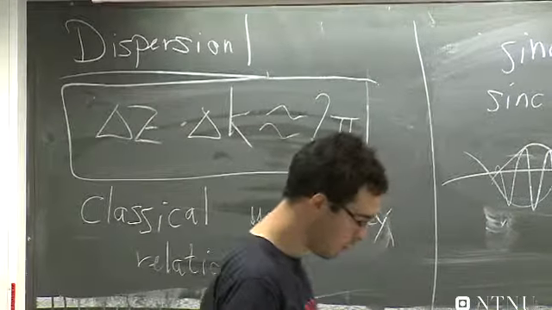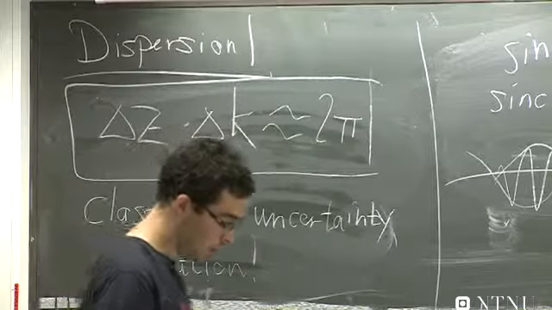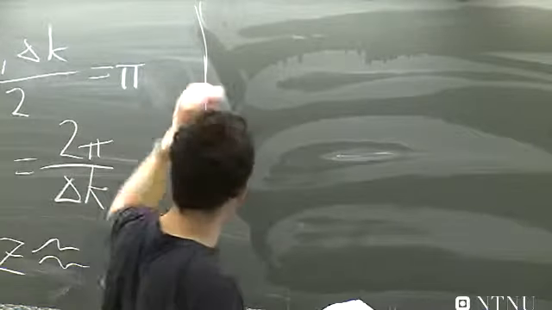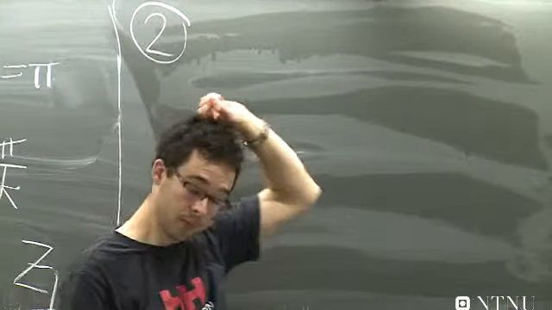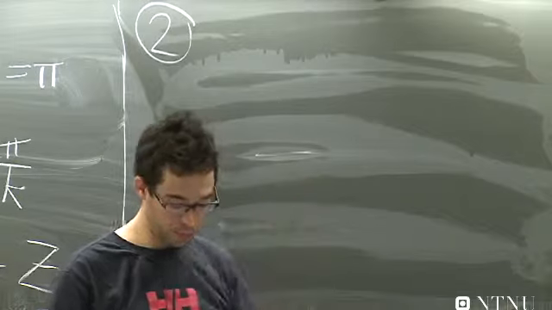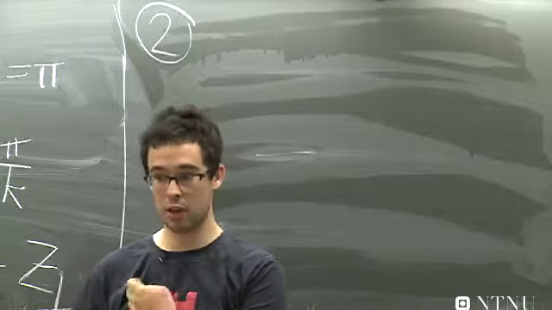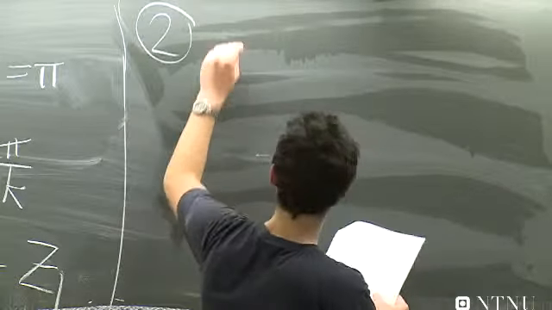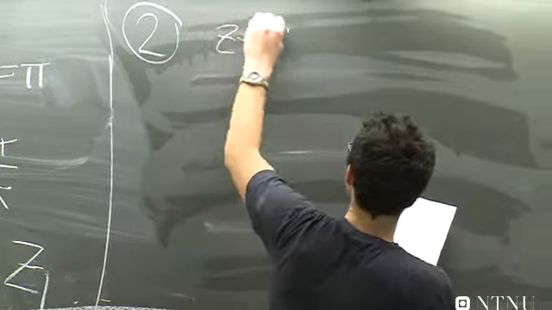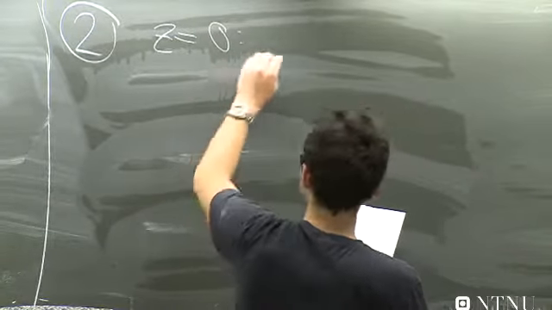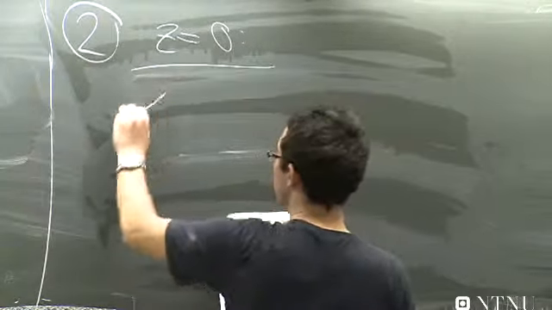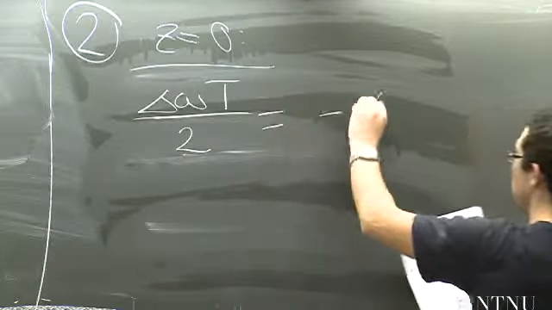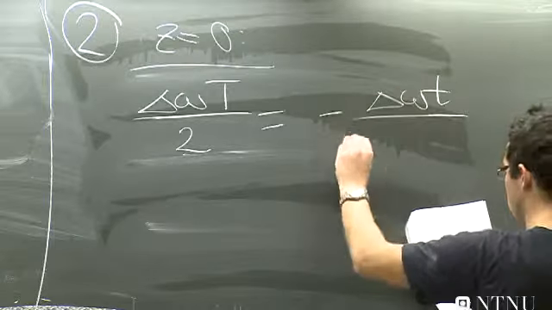Okay. And if we look at the time dependence at z equal to 0, well, to complete the picture: now we looked at the space dependence at a given instant of time. Now we look at the time dependence at a given position in space. So let's see, z equals 0. And then we get that delta omega t over 2 equals minus delta omega t over 2.